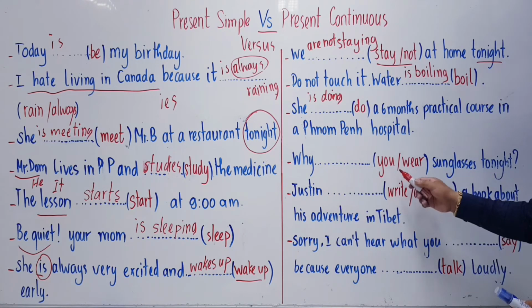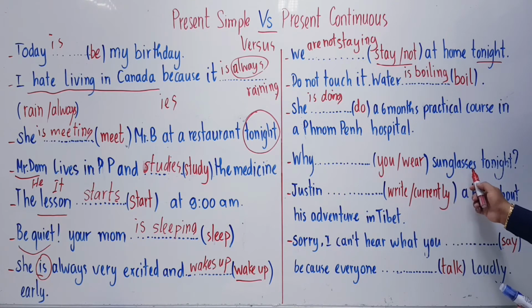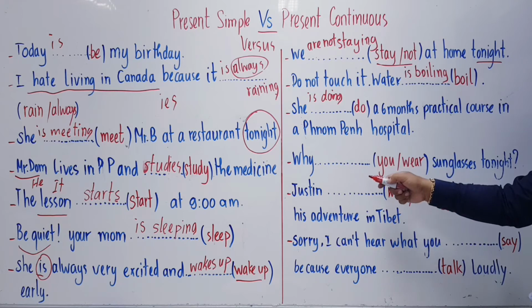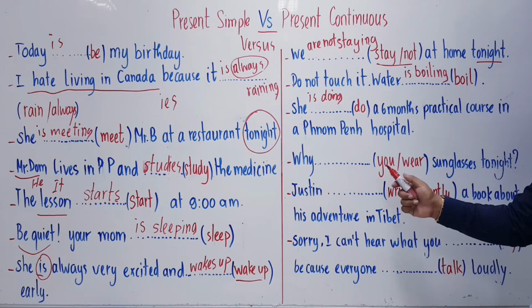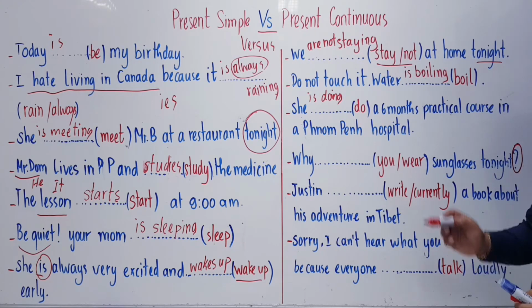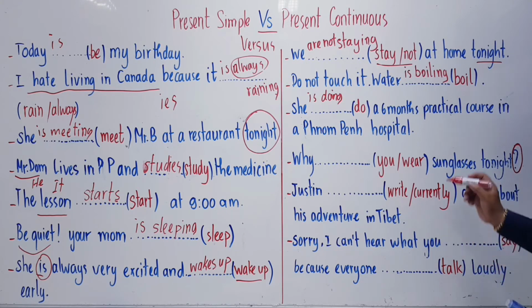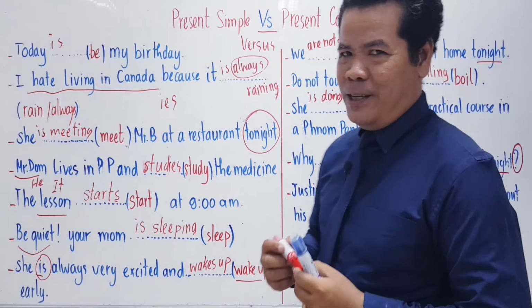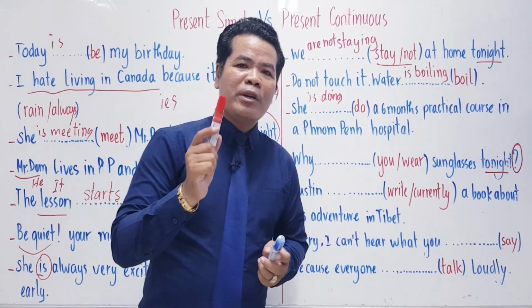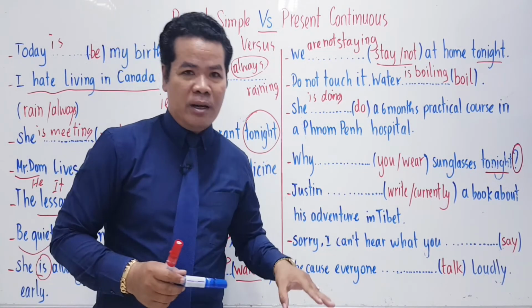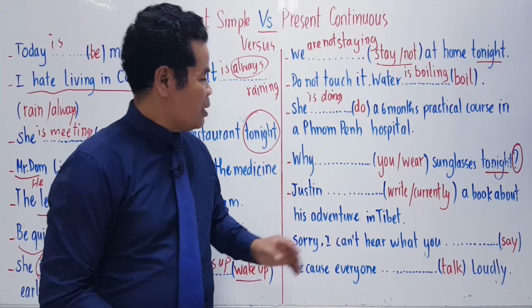Why do you wear sunglasses tonight? What kind of sentence is it? Is it positive, or negative, or a question? It must be the question. And now, look at another word. Sunglasses tonight. Do you see the word tonight? It's about the present progressive. It's the fixed plan in the near future.